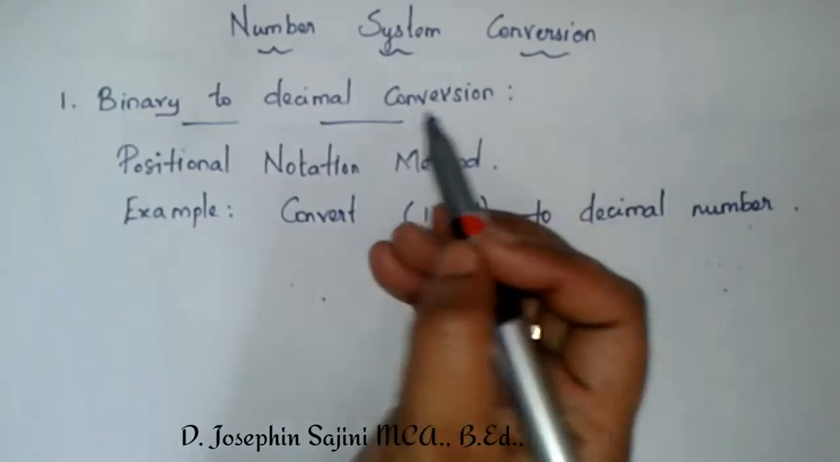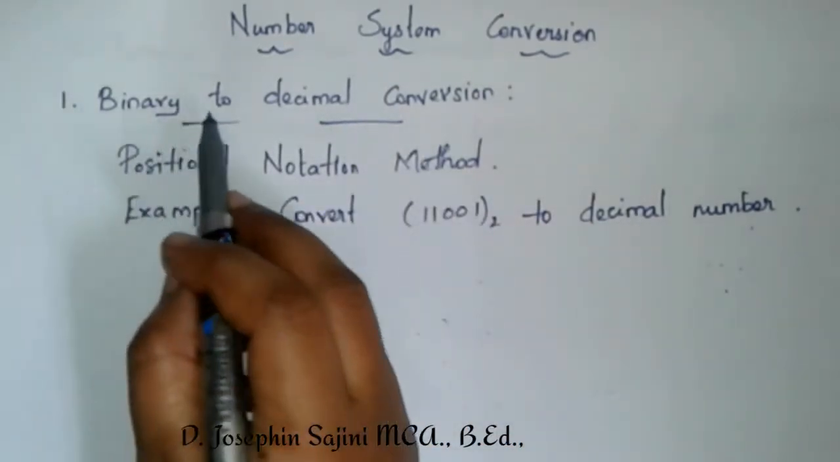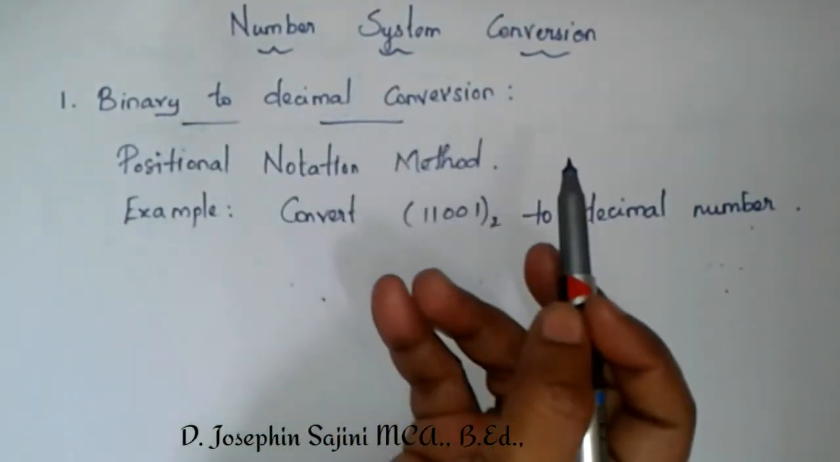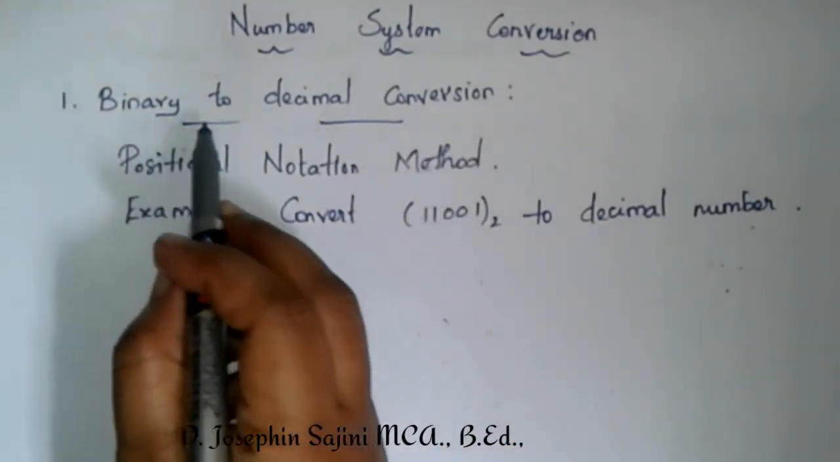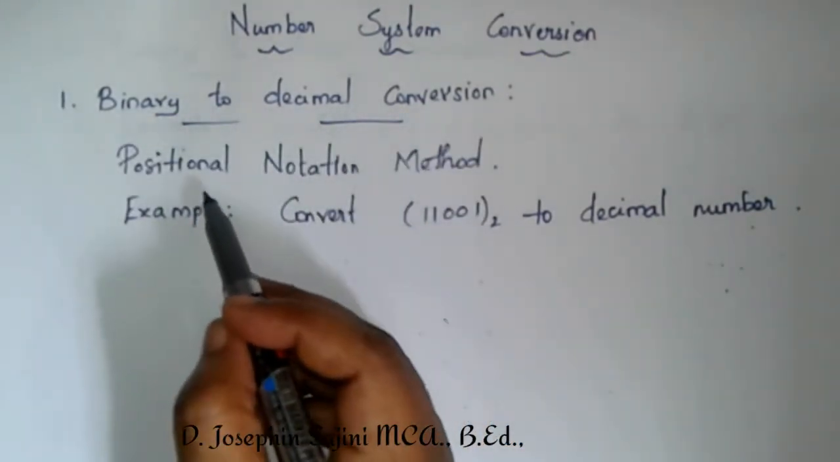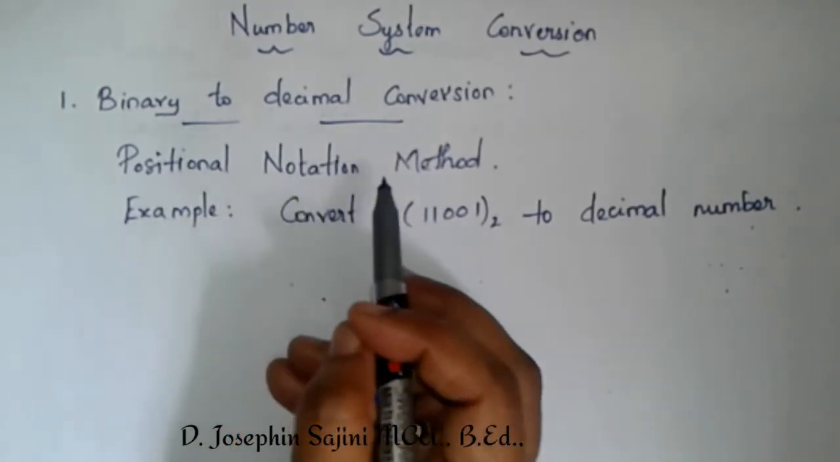In number system conversion, we are going to convert binary to decimal, octal and hexadecimal numbers. First one is binary to decimal conversion. In this we are going to use the positional notation method.